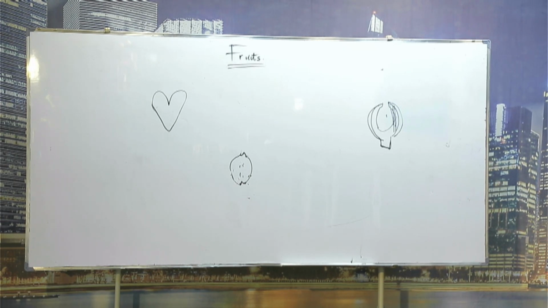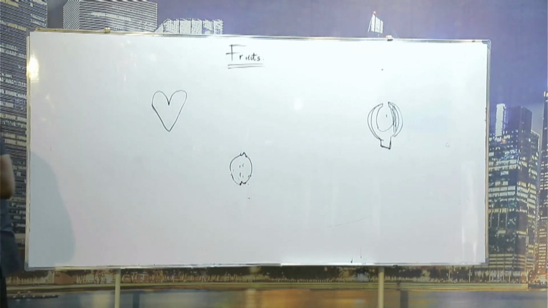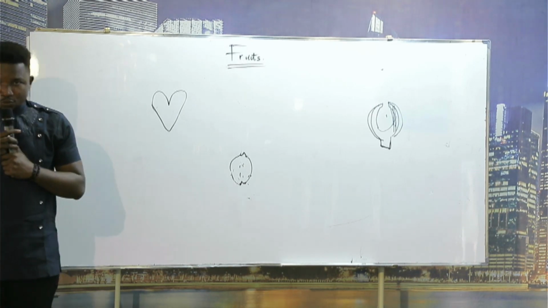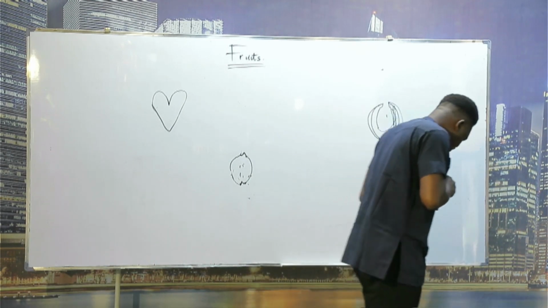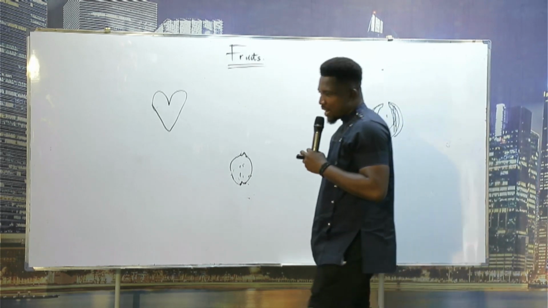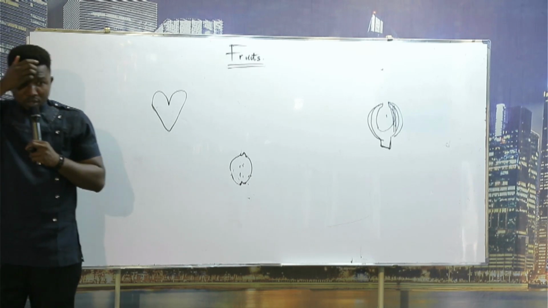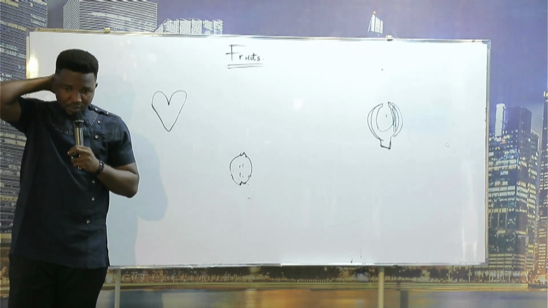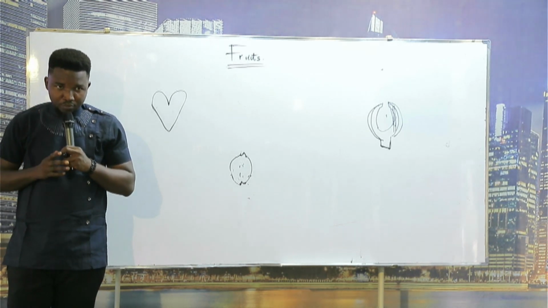In a nutshell, the ovary gives rise to fruit, while the ovule gives rise to seeds. Full stop.